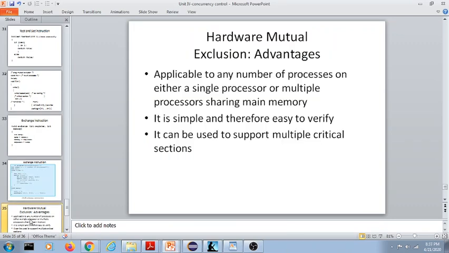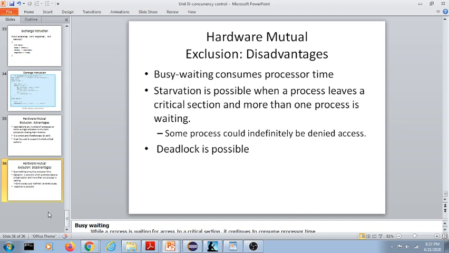So what are the advantages and disadvantages of the mutual exclusion hardware approach? This hardware approach is applicable to any number of processes on a single processor system or a multiprocessor system. It is simple and easy to verify, and it can be used to support multiple critical sections or multiple common resources. And there are some disadvantages.